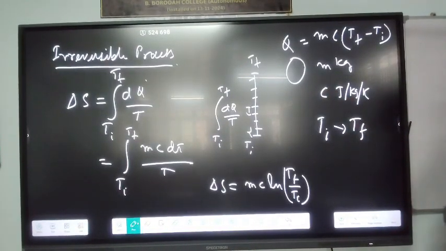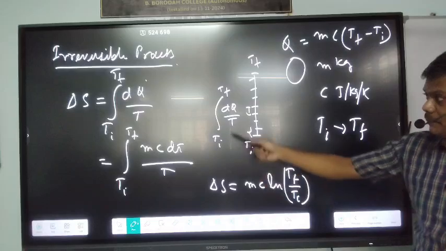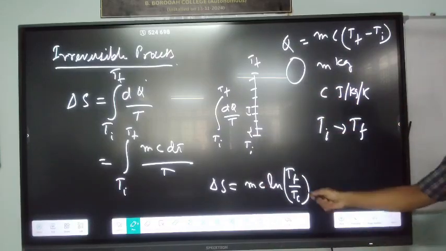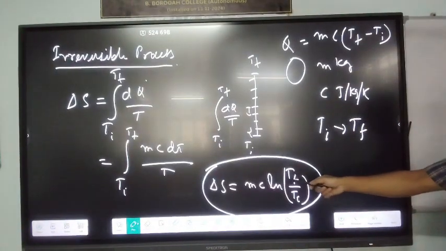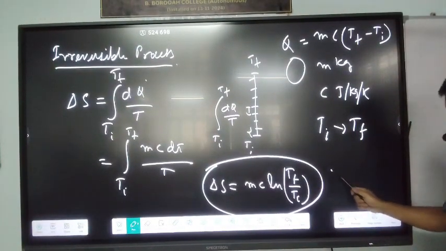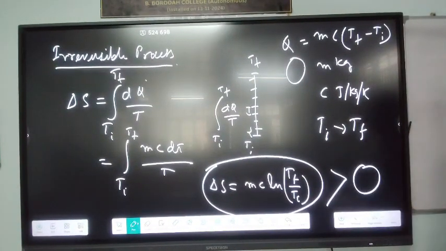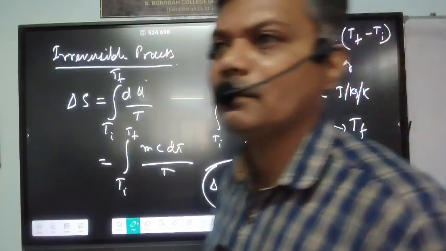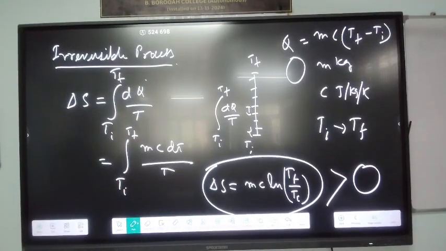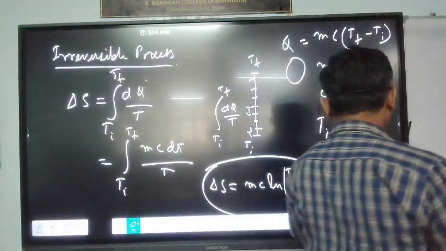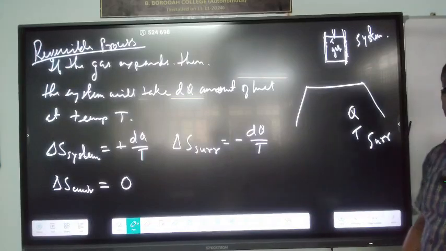We will see more examples. But now, this is an irreversible process, and in this irreversible process the change in entropy I get is mc ln of Tf by Ti, and this is always greater than 0, because Tf is always greater than Ti. So for an irreversible process, your change in entropy will always be greater than 0, and for a reversible process, the change in entropy will be 0.